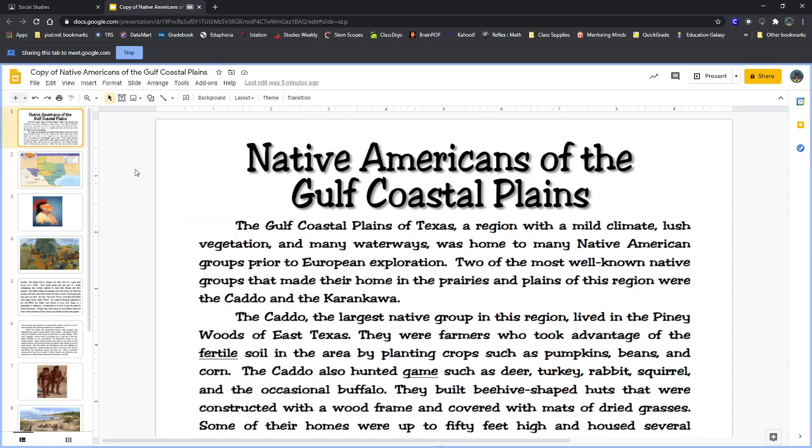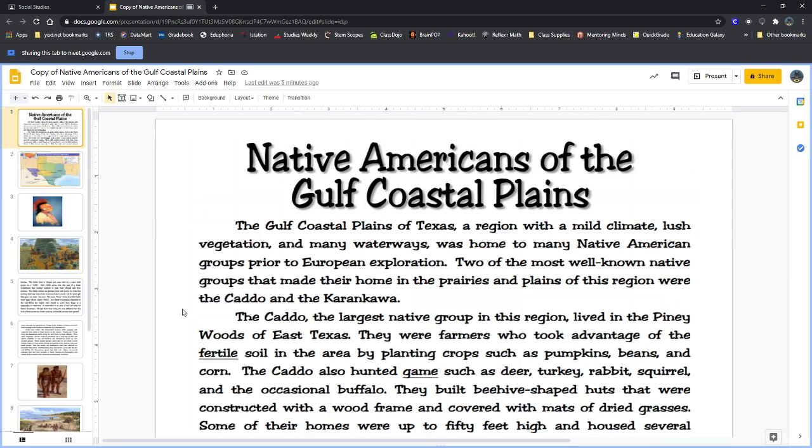A region with a mild climate, lush vegetation, and many waterways was home to many Native American groups prior to European exploration. 2 of the most well-known native groups that made their home in the prairies and plains of this region were the Caddo and the Karankawa. So there we learn the name of 2 different tribes that used to live there. Caddo and the Karankawa.